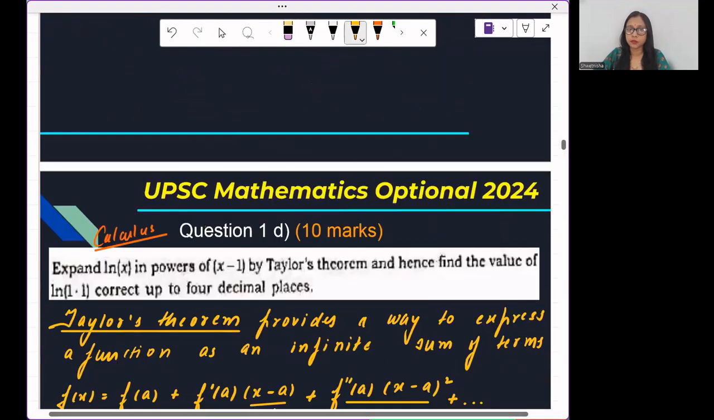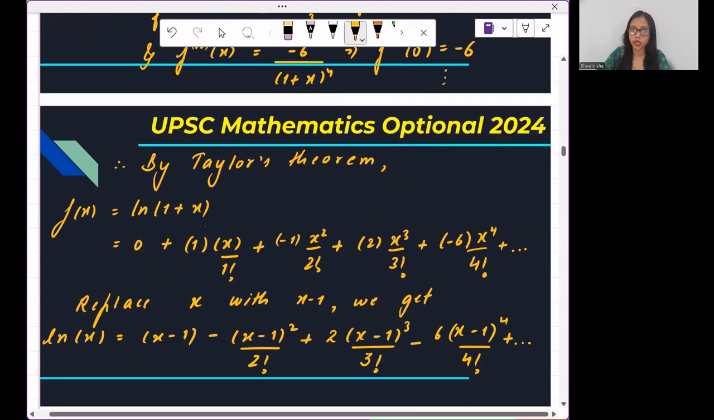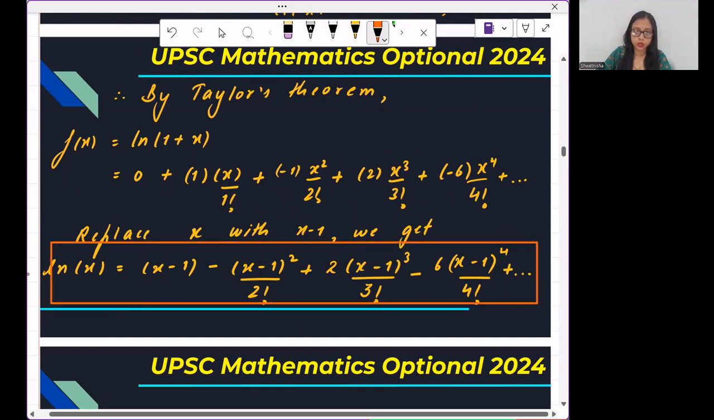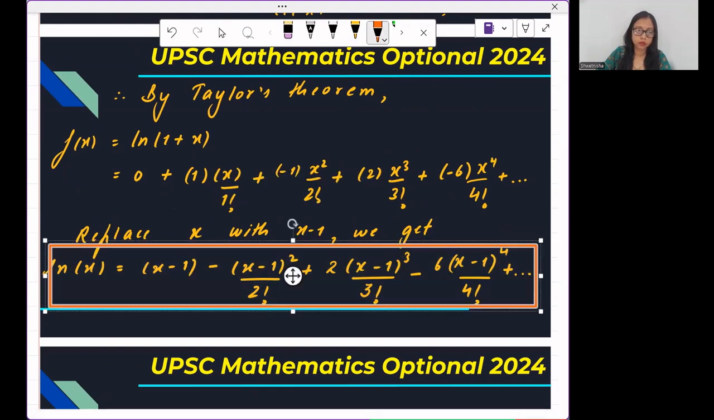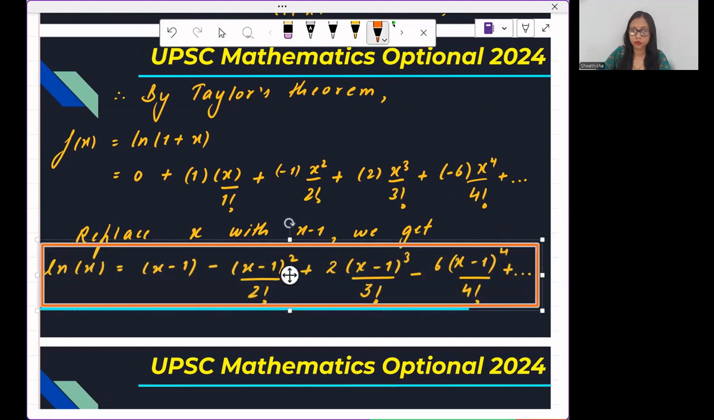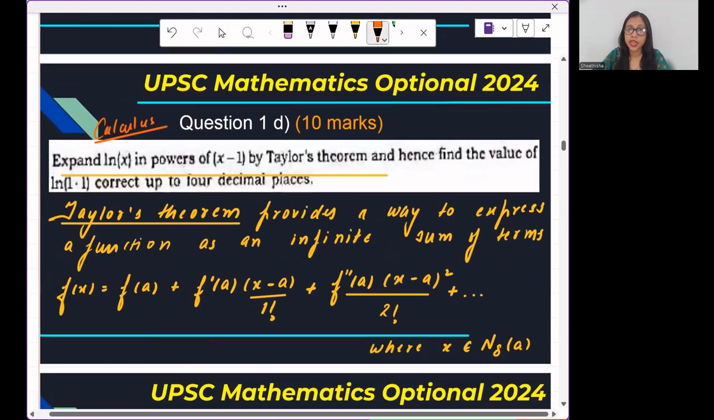So first part is done. Expand log of x in the power of x minus 1. Here is log of x, here is x minus 1. So we have done that. Next part of the question is, next it says, and hence find the value of log of 1.1 correct up to 4 decimal places.